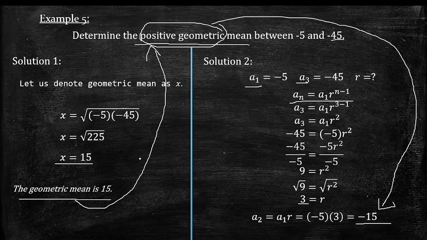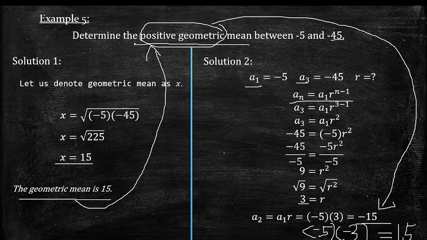So kung ginawa natin dito si R na negative 3, so ang magiging kalabasan dito class sa A sub 2 is positive 15 kasi magiging negative 5 times negative 3. So the answer will be positive 15. Mamimit natin yung requirements na positive geometric mean.